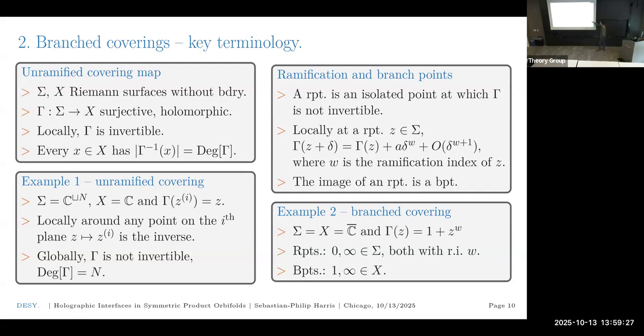Well, and finally, what's the branch point? A branch point is just the image of a ramification point under gamma. A simple example would be we take a Riemann sphere and we take the map that sends z to 1 plus z to the w. Outside of 0 and infinity, this is an invertible map. But at the points 0 and infinity, it has ramification with a ramification index w, as one can easily see by comparing these two equations. And the branch points are the images of 0 and infinity, so they're 1 and infinity. Okay.